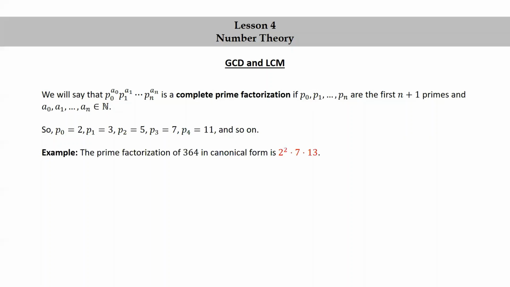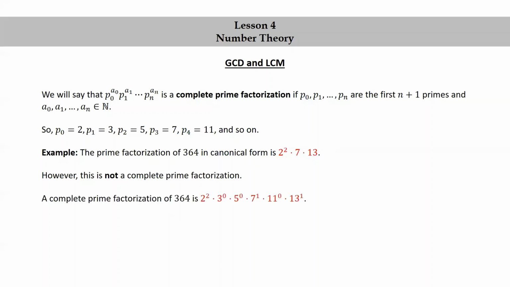Let's look at an example. The prime factorization of 364 in canonical form is 2 to the second times 7 times 13. However, this is not a complete prime factorization. A complete prime factorization of 364 is 2 to the second times 3 to the 0 times 5 to the 0 times 7 to the 1 times 11 to the 0 times 13 to the 1.